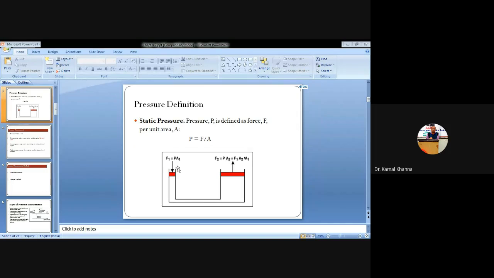So I'll also show you the pressure gauge here. Just wait for 2-3 seconds. I'll show another figure of the deadweight pressure gauge so that you can understand easily.